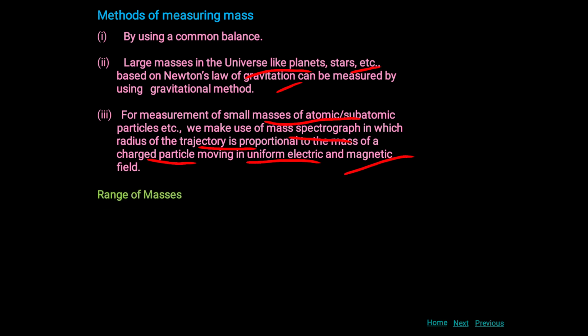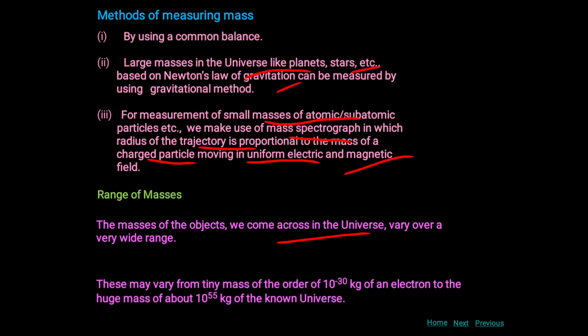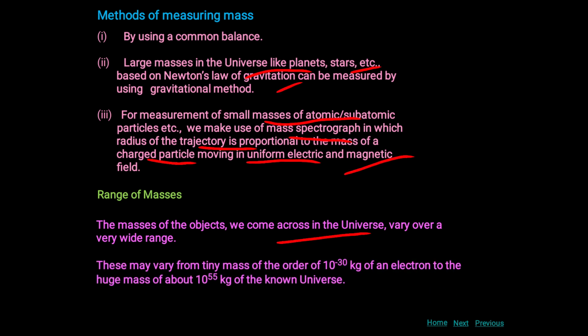Then range of masses. The masses of objects we come across in the universe vary over a very wide range. This may vary from tiny masses of order 10 raised to power minus 30 kg of an electron to a huge mass of about 10 raised to power 55 kg of the known universe.